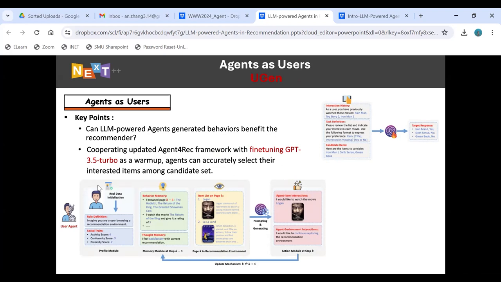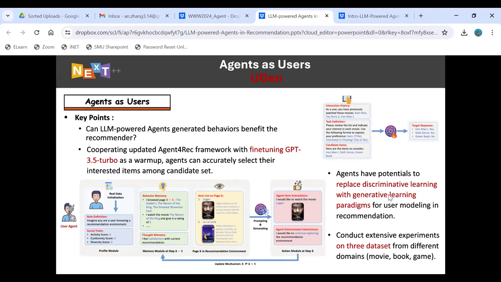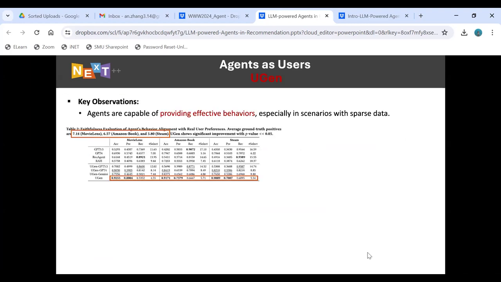items among candidates. And also we change the discriminative learning paradigm to the generative learning paradigm. And we conduct extensive experiments on three data sets. And we can find out very interesting observations.